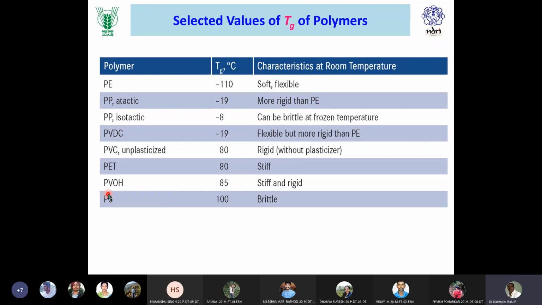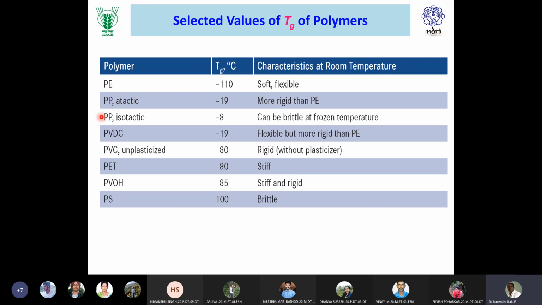You can see that for ethylene vinyl alcohol, the glass transition temperature is about 85. With these different glass transition temperatures, all these plastics behave differently at room temperature. When they are exposed to room temperature, roughly around 30 degrees centigrade, they will be different. This slide will give you a brief idea about how they behave at room temperature, whether they are flexible or not.